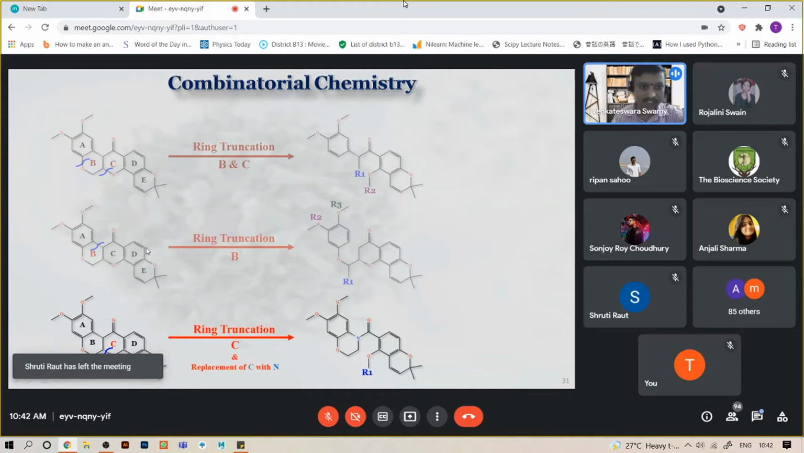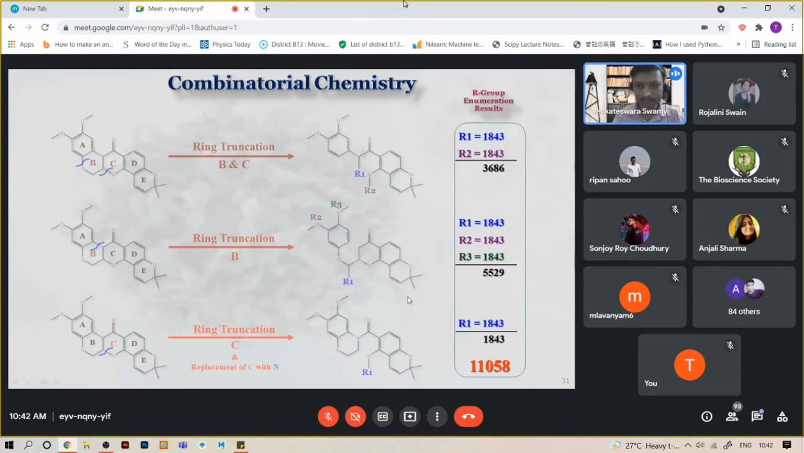So you can see the difference between the deglin when there is a C, when you remove the C, and then just replace the C with nitrogen. Here you can see that instead of the carbon, we are replacing it with nitrogen, and then we get the new compounds. Then we have seen how many compounds we are going to get by these modifications.